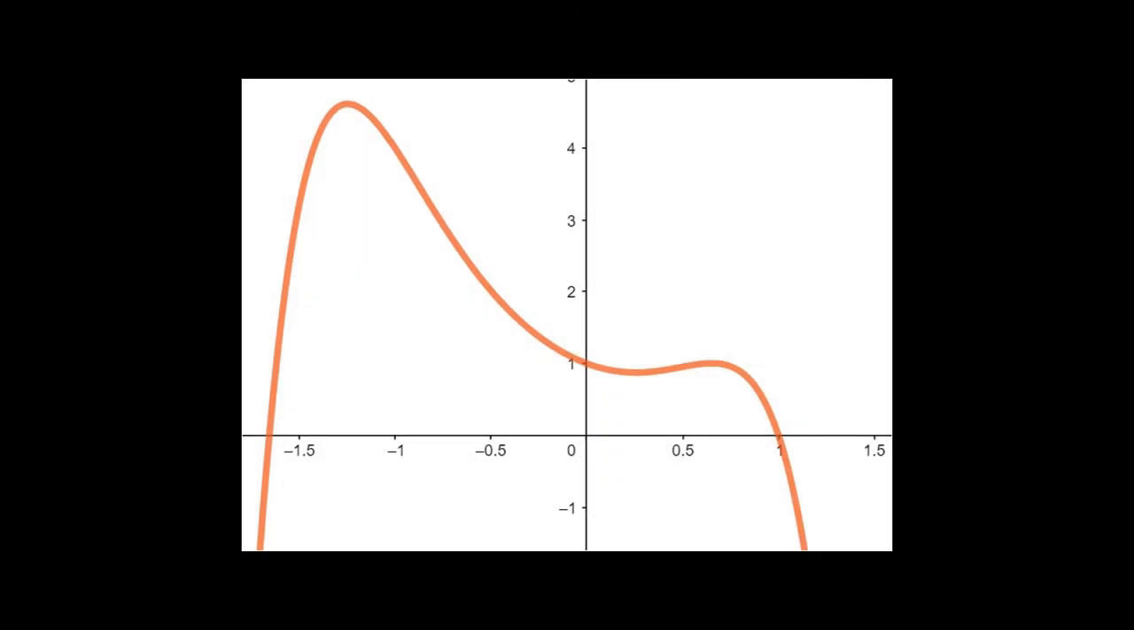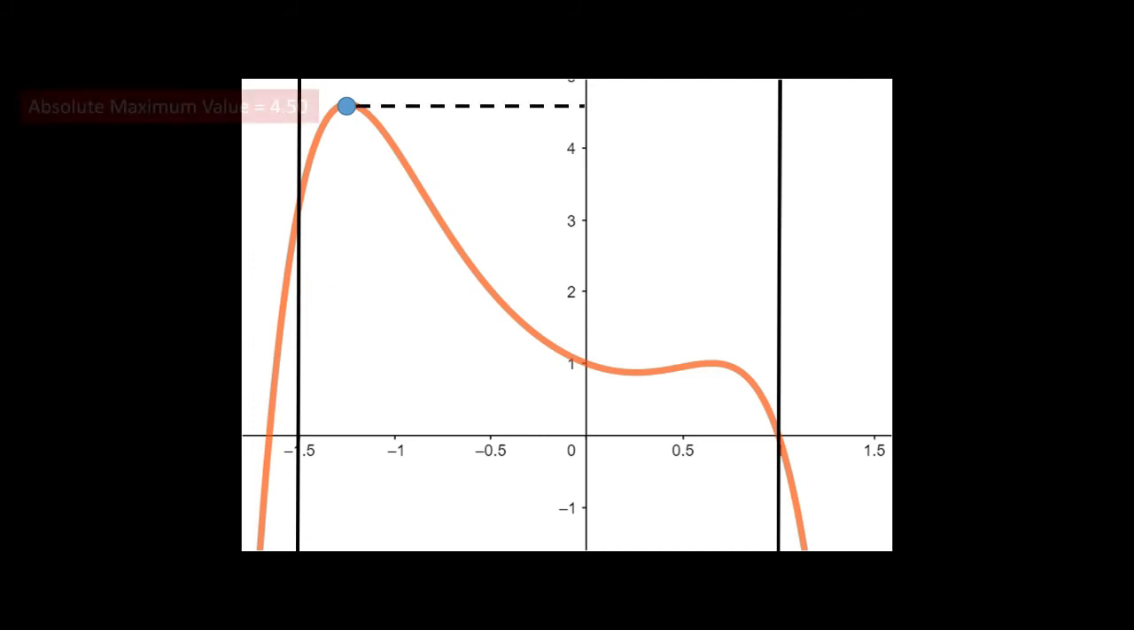Let us pay attention to this function, a continuous function, and let us consider the closed interval negative 1.5 to 1. Can you point to me where you will find the absolute maximum value of your function and the minimum value of your function in this closed interval? So it's going to be this. This point will give you the absolute maximum value of your function. And it is not just the point, it is the y-coordinate of that point. And it is approximately equal to 4.5.